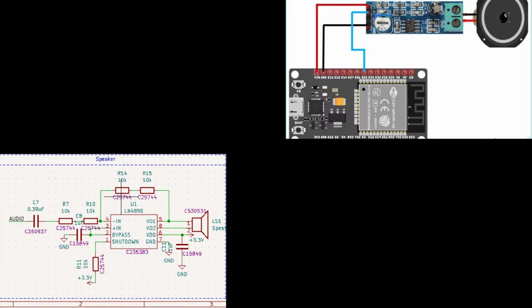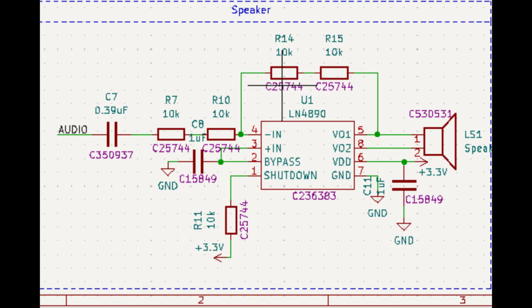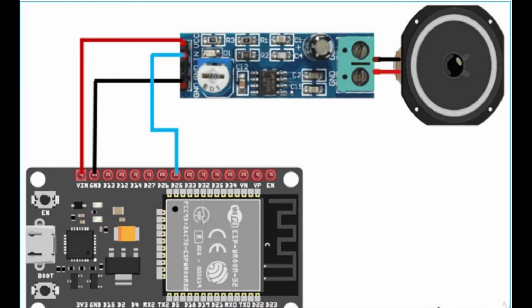I have made 2 circuit diagram for this project. If you are designing your own PCB, you must follow the above circuit, where I have designed my own audio amplifier circuit using LN4890. If you are not familiar with the PCB design, you can follow this circuit diagram, where we are using LM386 amplifier module.